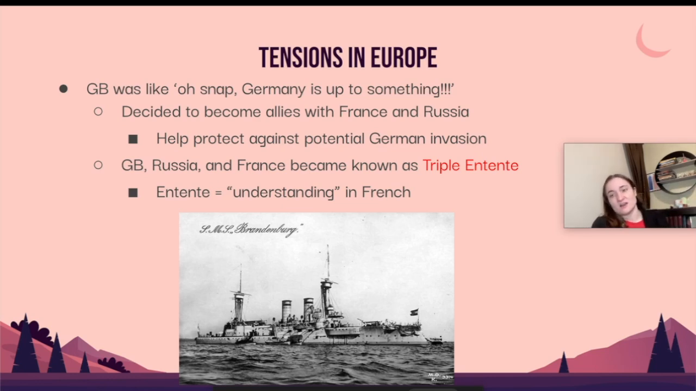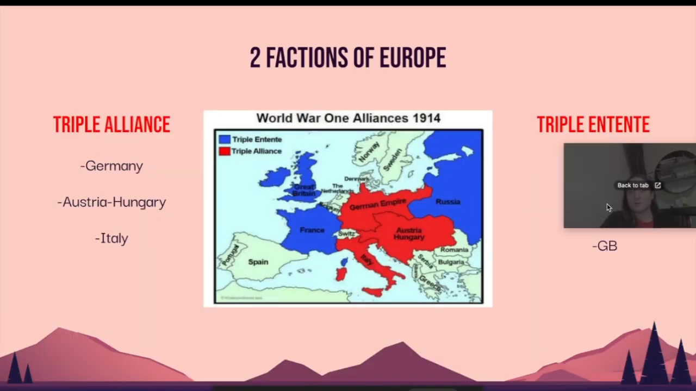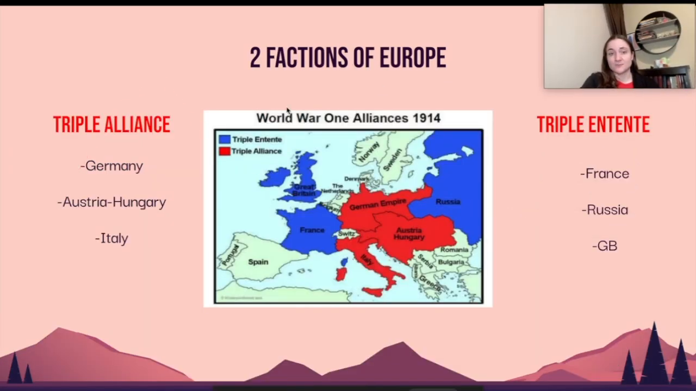So Great Britain, Russia, and France become known as the Triple Entente. And Entente means understanding in French. So now we have two factions in Europe. We have the Triple Alliance, which includes Germany, Austria-Hungary, and Italy. And you have the Triple Entente, which includes France, Russia, and Great Britain.